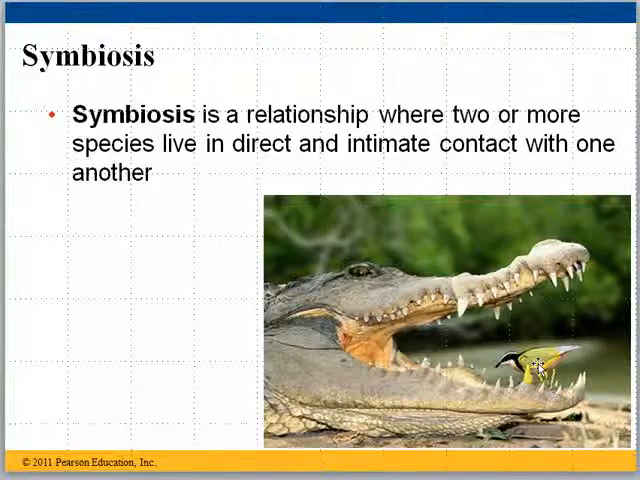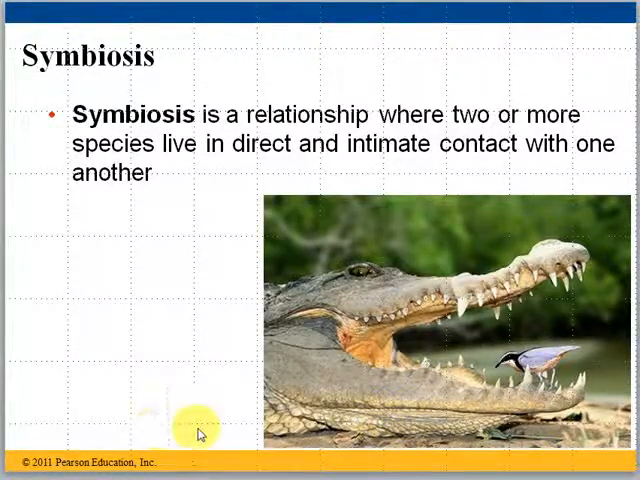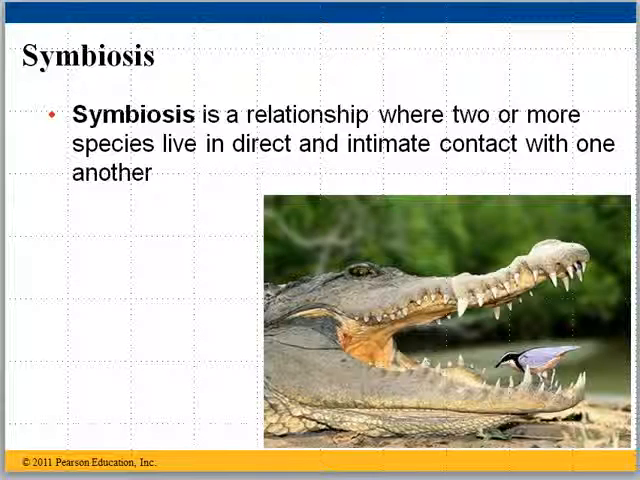They have this relationship where this bird actually goes into the mouth of the crocodile and picks away little bits of food and gunk that grows in between the crocodile's teeth. So there's kind of like this unwritten rule that the crocodile is not going to just snap his jaws shut and eat the little bird. How they develop this relationship over time is fascinating.